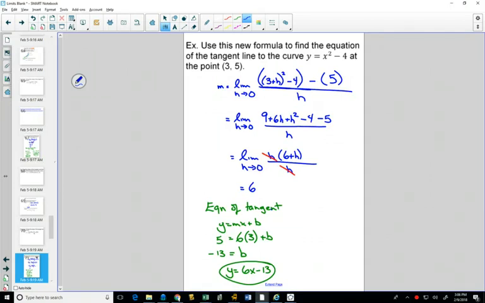And now we just need to use our algebraic skills to expand things, combine like terms, factor, until we get that point where that h cancels out, because that's the whole thing holding our limit back. Once it does cancel out, we can solve for it, and we get our slope.